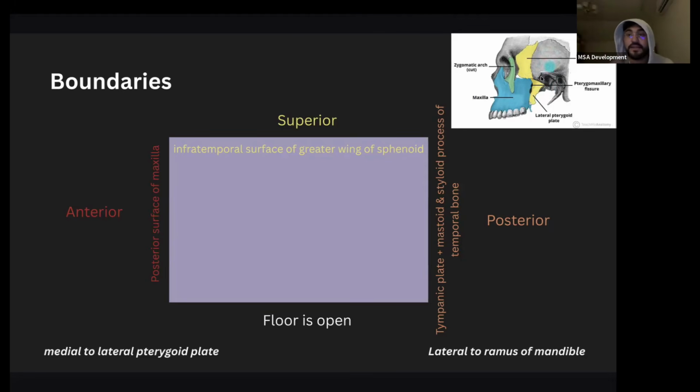And it's going to be medial to the ramus of the mandible... rather, it's going to be medial to the lateral pterygoid plate, and it's going to be lateral to the ramus of the mandible. Okay, so again, anteriorly, you're gonna have the maxilla. Posteriorly, you're gonna have the tympanic plate, and you're gonna have the styloid and the mastoid processes of the temporal bone. And superiorly, you're gonna have the greater wing of the sphenoid. Inferiorly, it's gonna be open. Okay, it's gonna be medial to the lateral pterygoid plate and lateral to the ramus of the mandible.